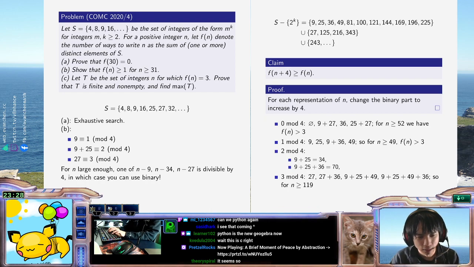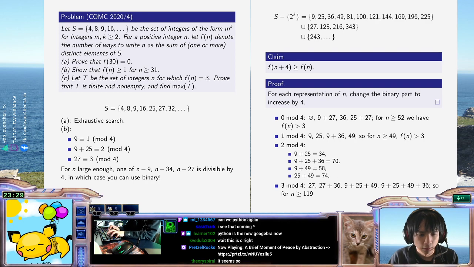I want 49 and 81 versus 74 is smaller though. 25 plus 49. I don't need to optimize this because this is already good enough. For n at least... Yeah, this is n at least 74.